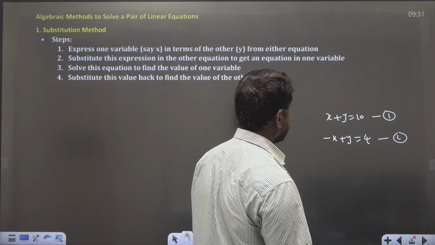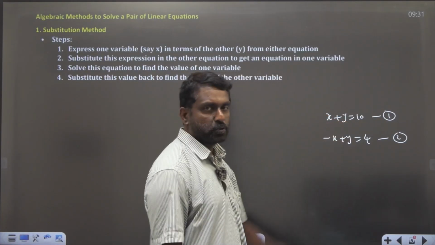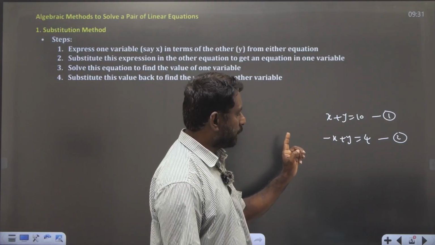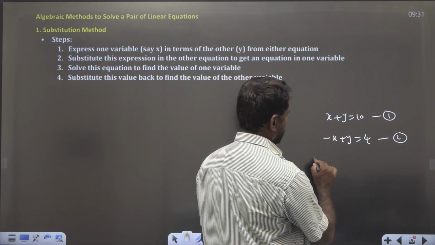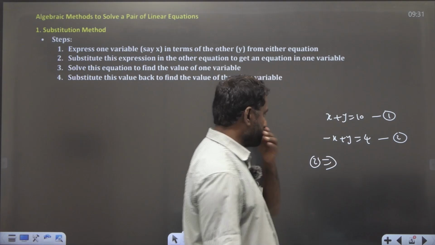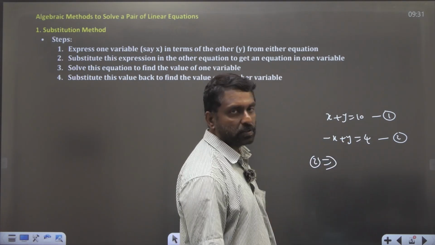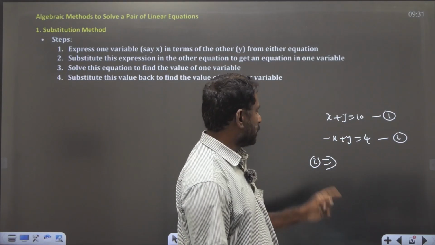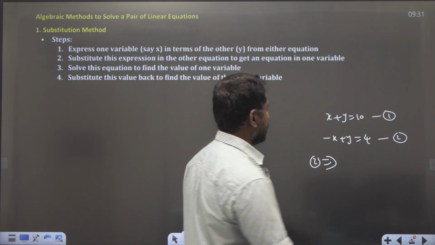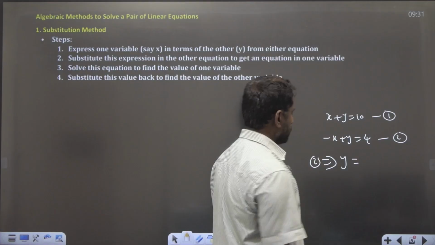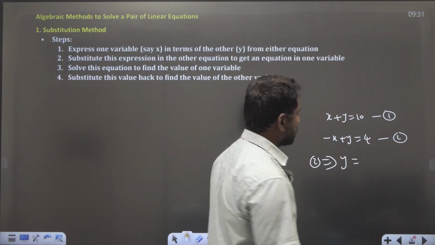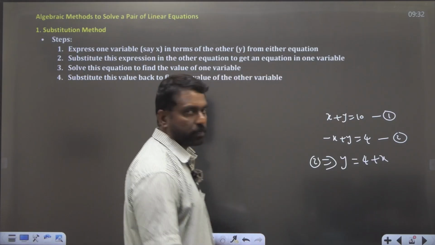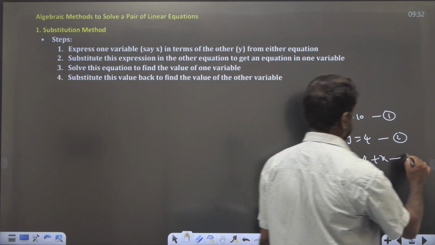In the substitution method, take any one of these two equations and express one variable. For example, equation 2, minus x plus y is equal to 4. You can take either equation, 1 or 2. Now I am taking equation 2. y is equal to, take this negative x to the right hand side, that is 4 plus x. Take it as equation 3.